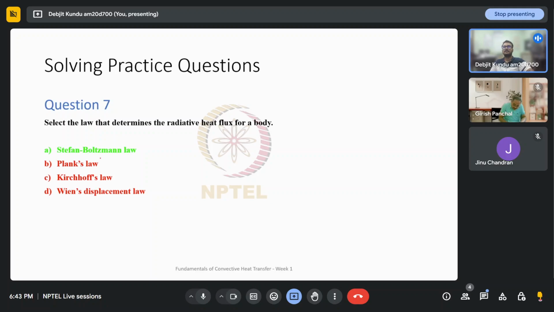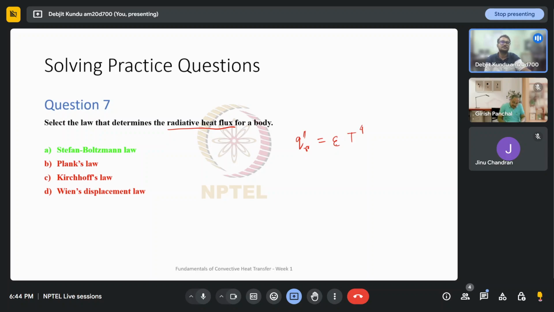So can anyone tell me what this law looks like? We are looking for the radiative heat flux of a body. What is this equal to according to Stefan-Boltzmann law? Can anyone help me with it? What should I write here on the right hand side? Stefan-Boltzmann constant multiplied by temperature raised to 4. Temperature raised to 4. Correct.